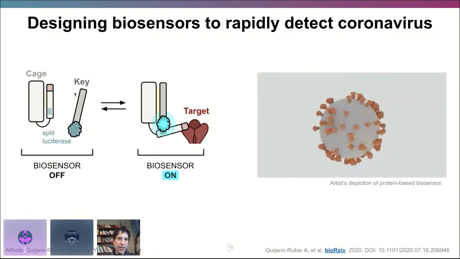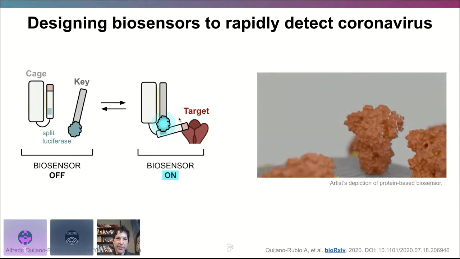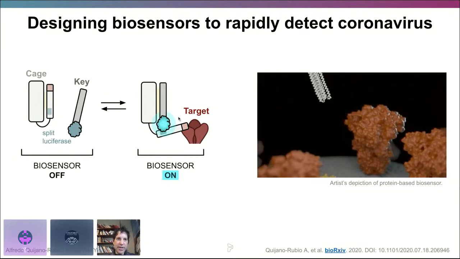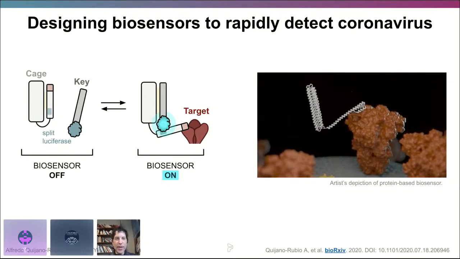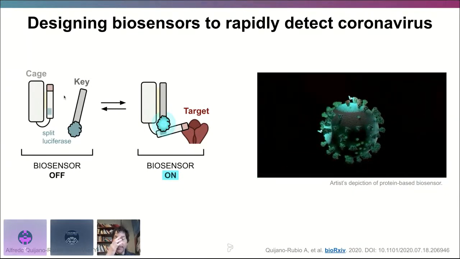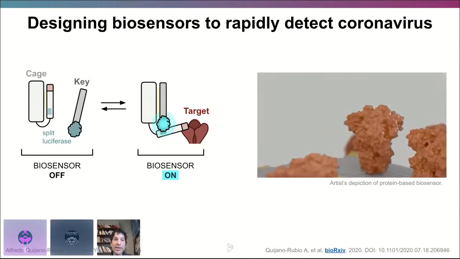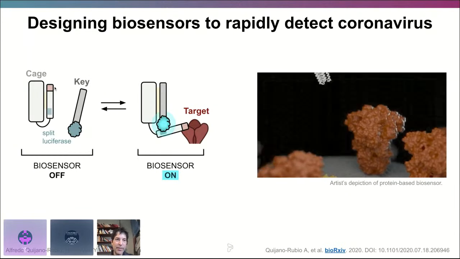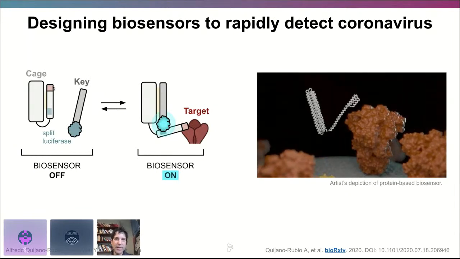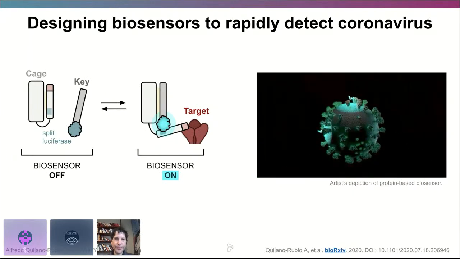We've set this up so that the closed state is dark and the open state emits light because luciferase is reconstituted. So using this system, we can detect a wide variety of compounds just by embedding different binding domains in this closed state. What's depicted on the right is what you'd expect: we inserted in this cage the binding domain for the virus that I just described to you. That's that little 55 residue protein.